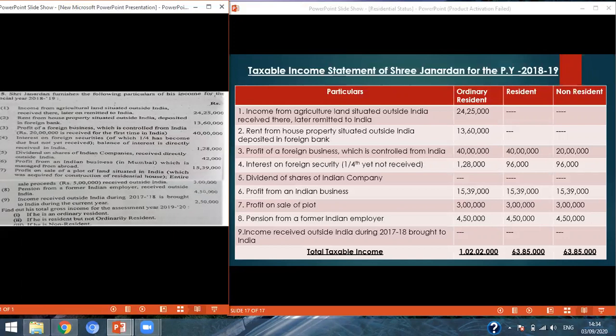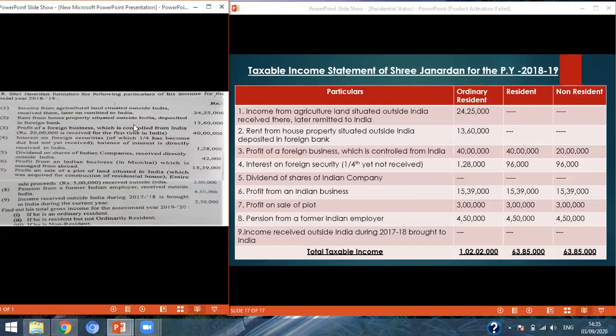Our third point is income from a business controlled in India, but that is also not there. So number 3 is also not there. Number 5 is also not there. So this will come into number 4, so it is taxable for only ordinary resident. 2,25,000 we will write only in ordinary resident. For resident but not ordinary and non-resident it is tax free, so we will write down a dash. Clear?